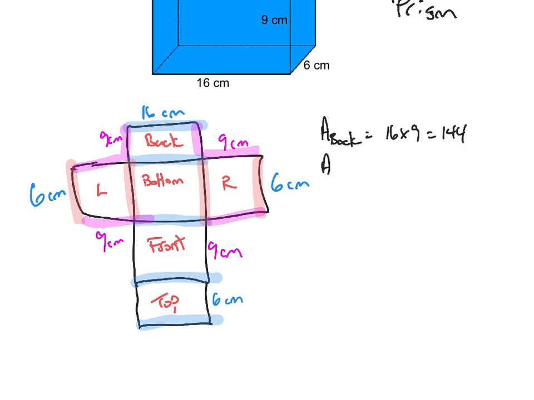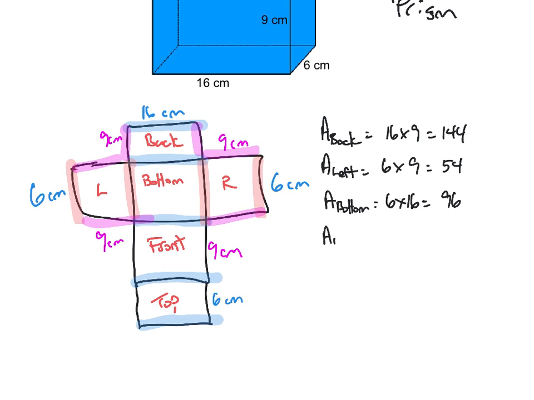Now we're going to go to the area of the left. So what are we multiplying for the area of the left? 6 and 9. 6 times 9 is 54. Then we're going to do the area of the bottom. What is the length and width of the bottom? 6 and 16. Multiply those together and you get 96.